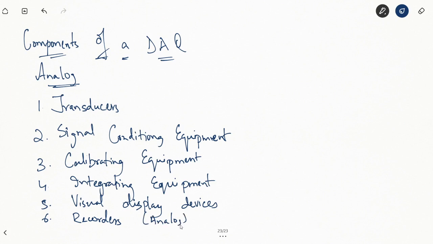So you can have different components. You can have transducers, signal conditioning equipments, calibrating equipment, integrating equipment, visual display devices, analog recorders. You can even have analog computers, and maybe a display unit like a TV, or even cameras for that matter. So all of these form a part of a data acquisition system.